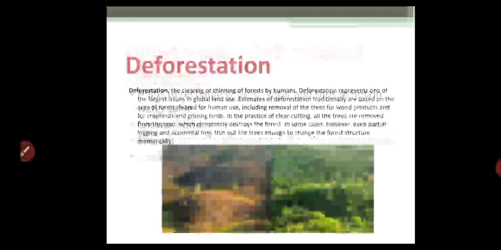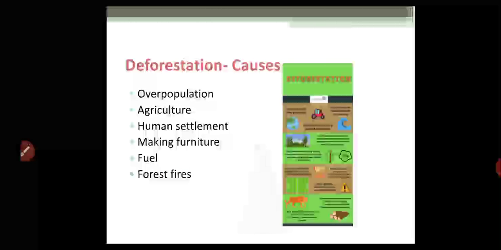Deforestation is basically nothing but the cutting down of trees for various reasons. Okay, so what are the main causes, what are the main reasons? Like overpopulation, agriculture, human settlement, making furniture, fuel, forest fires.